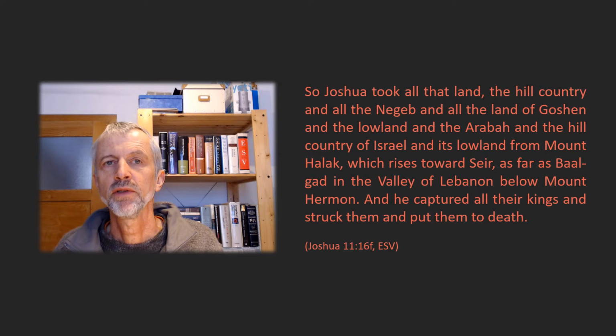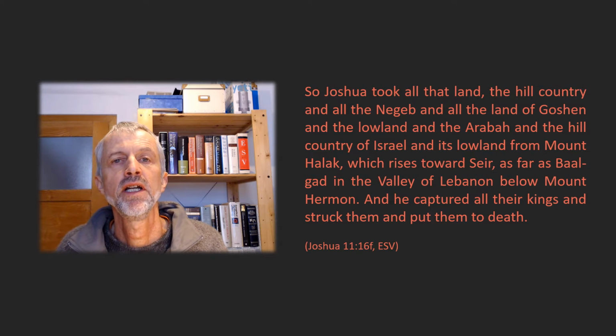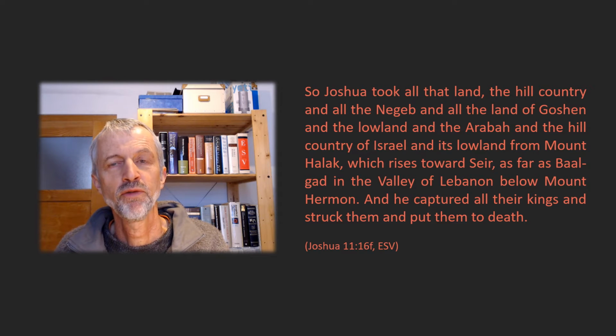From chapter 11, so Joshua took all that land, the hill country and all the Negeb and all the land of Goshen and the lowland and the Arabah and the hill country of Israel and its lowland, from Mount Halak, which rises towards Seir, as far as Baal-Gad in the valley of Lebanon below Mount Hermon. And he captured all their kings and struck them and put them to death. Well, this sounds like Joshua did it all, but just a few verses later, verse 23 in chapter 11, we read this.